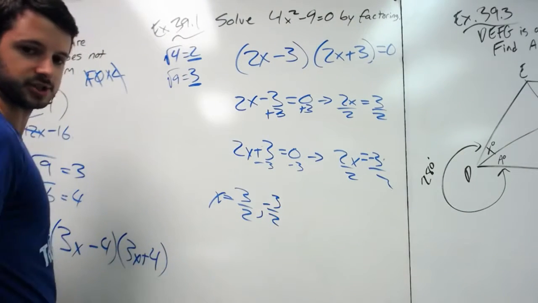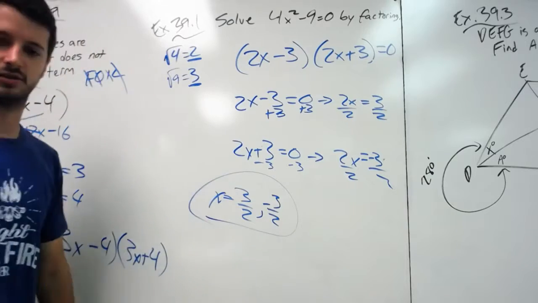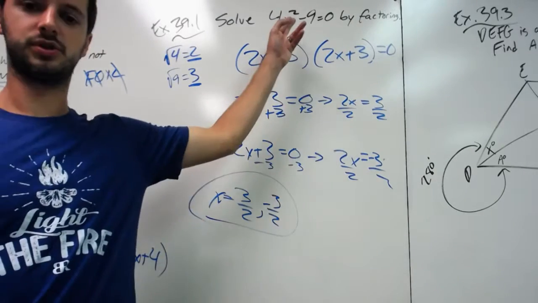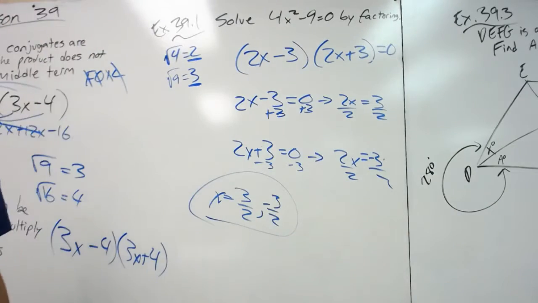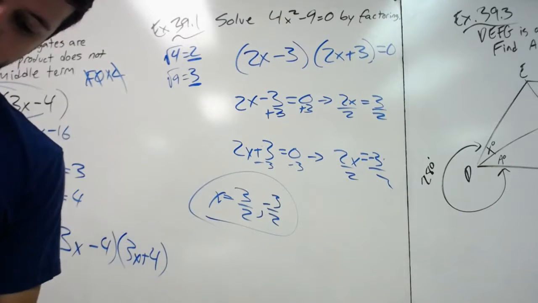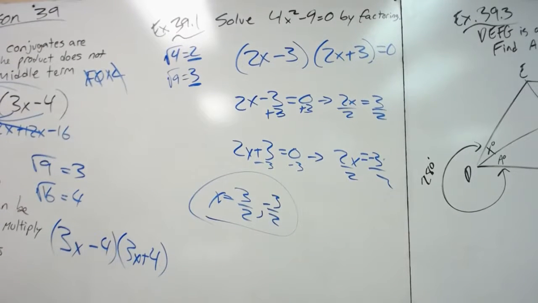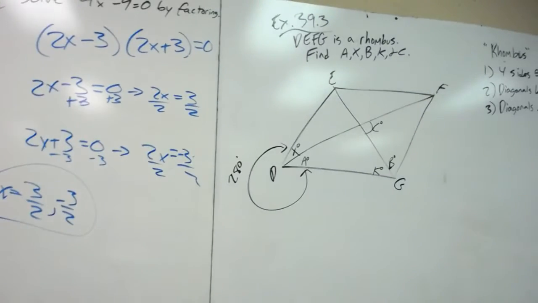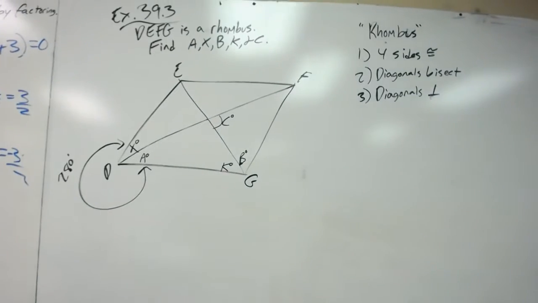These are just opposite, but those would be your two answers. And that is how you solve for conjugates, or difference of two squares is what the concept is. But that's how you solve. Let's move on to one more concept in this lesson, looking at a rhombus.